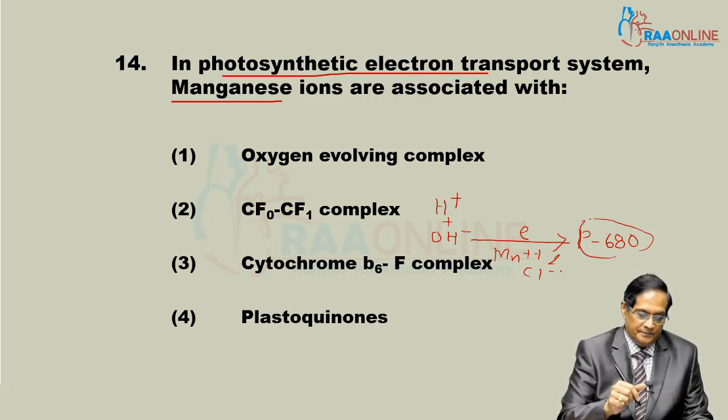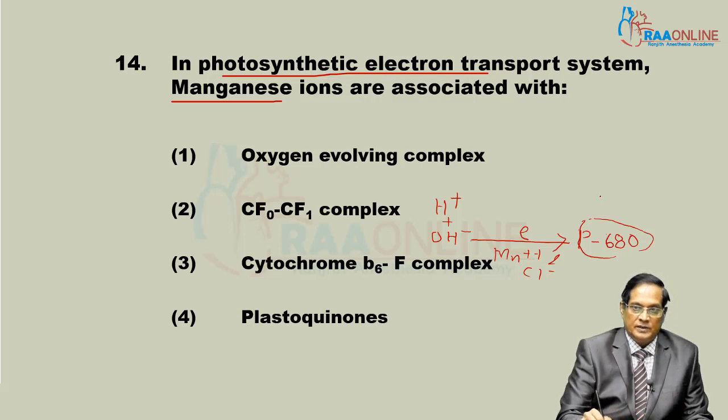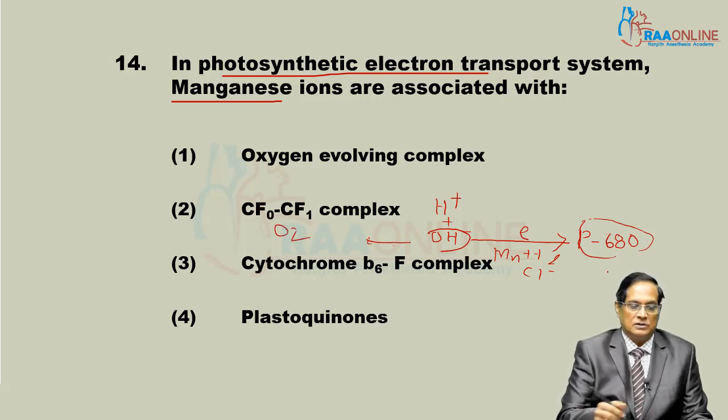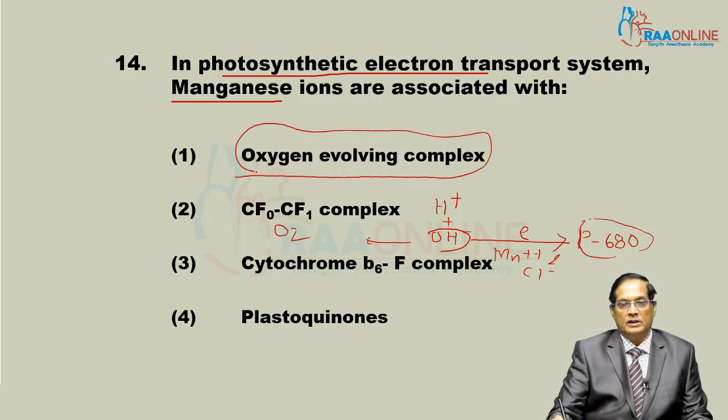So that's why pigment system 2 is responsible for the lysis of water. Due to the lysis of water, these OH ions are also responsible for the release of oxygen. So PS2 is also known as the oxygen evolving complex. Pigment system 2 is also called the oxygen evolving complex.